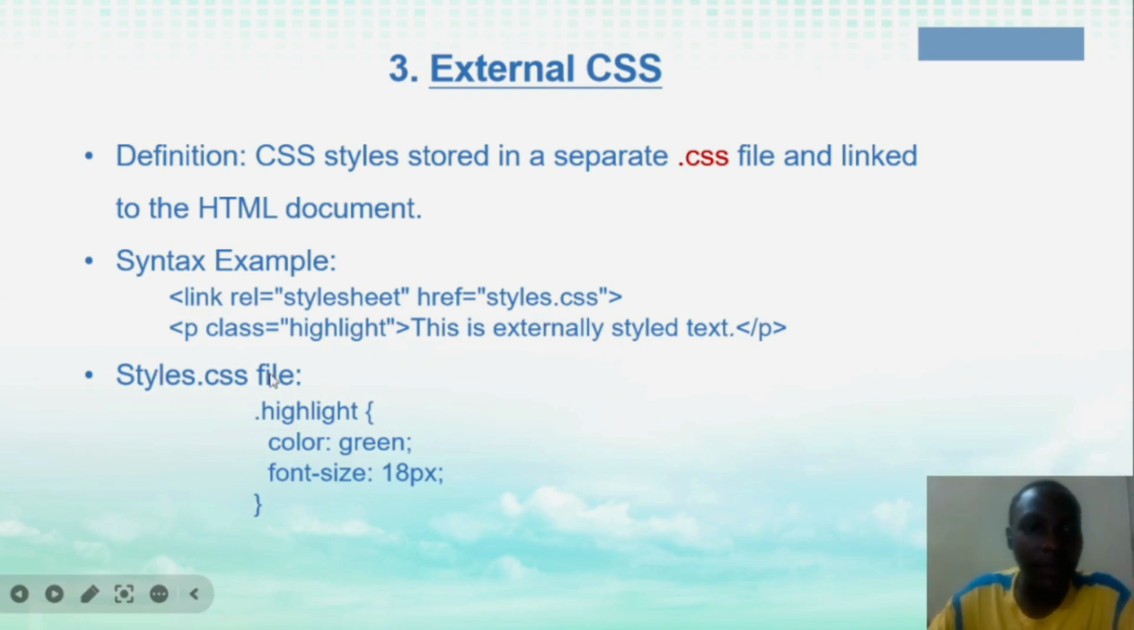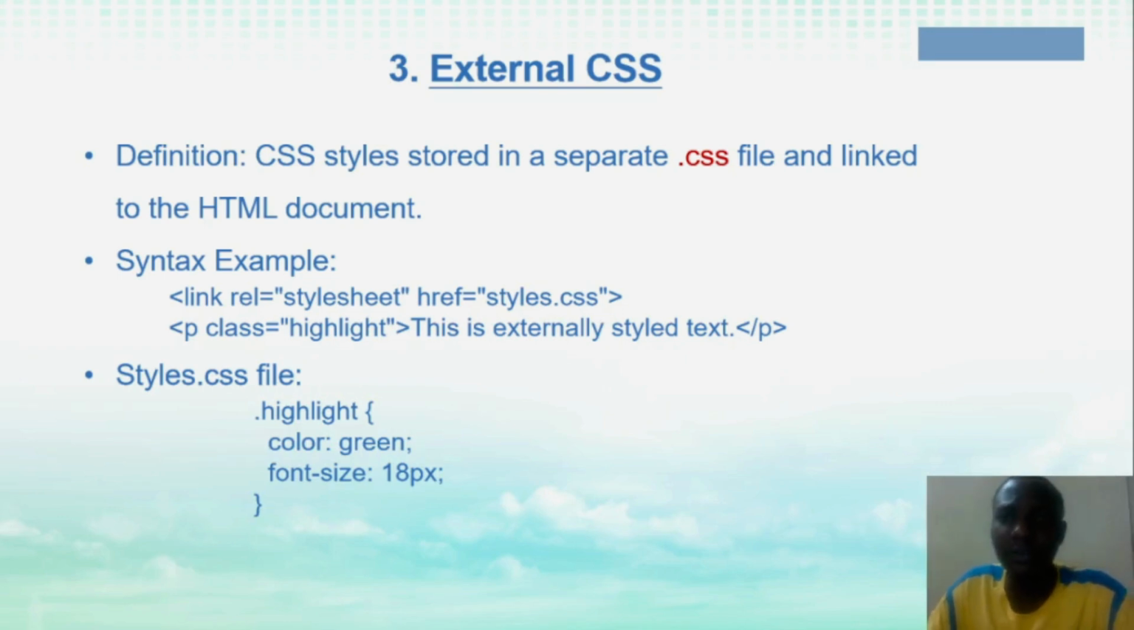Then the external file that you've created is here, the styles.css file. Then here are the declarations for the various kinds of styles that you want. The highlight color is green, font size 18 pixels, etc. So you can add a couple of various styles which you want in this kind of file. These kinds of styles or formats we just apply to your HTML document directly after inserting this kind of link when you are trying to create your HTML document. So that's clear in terms of the external CSS.